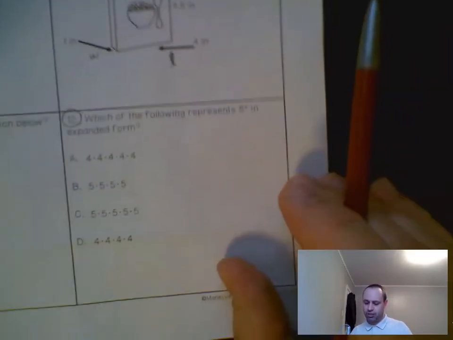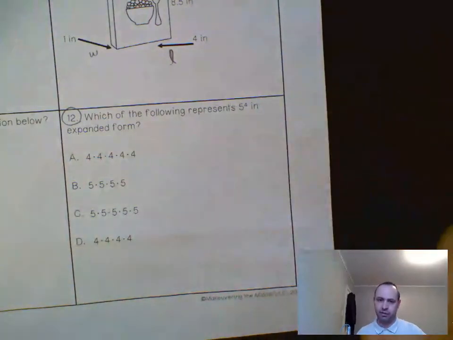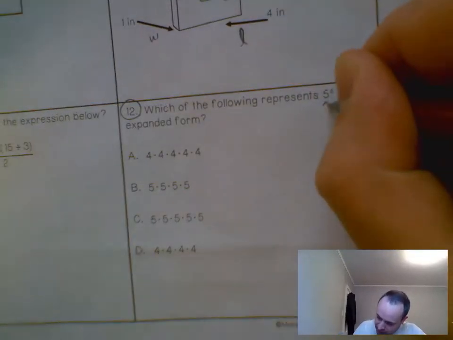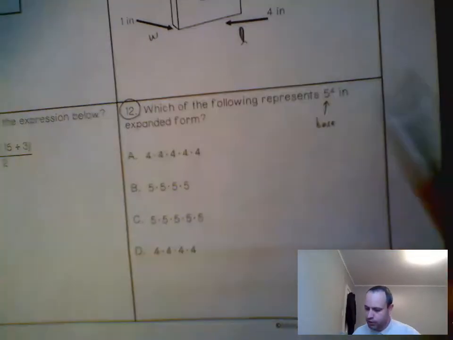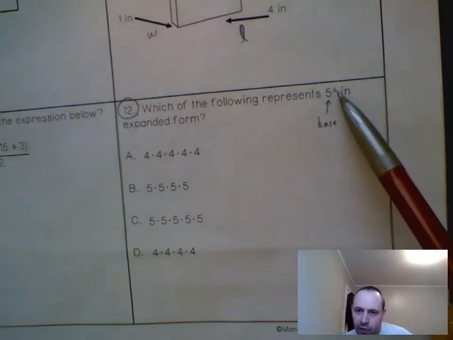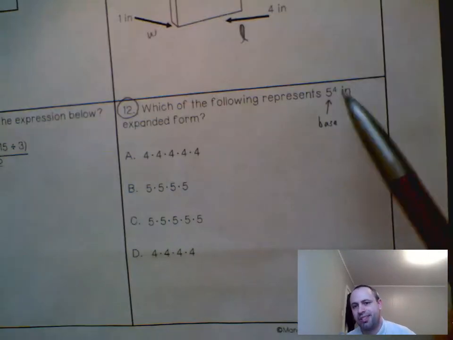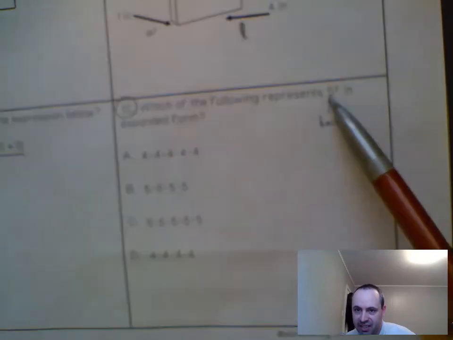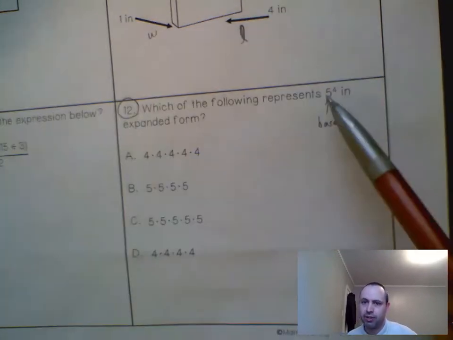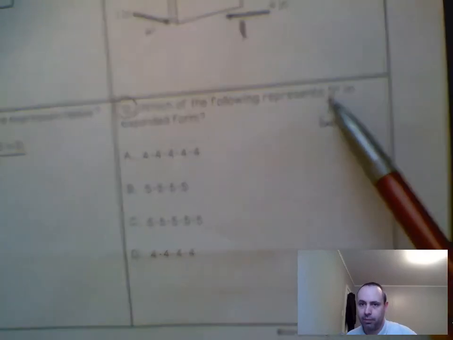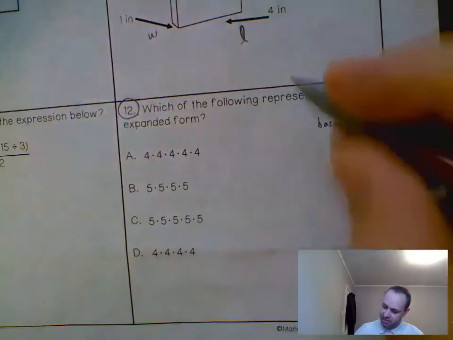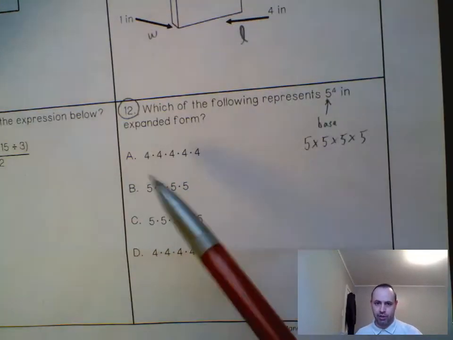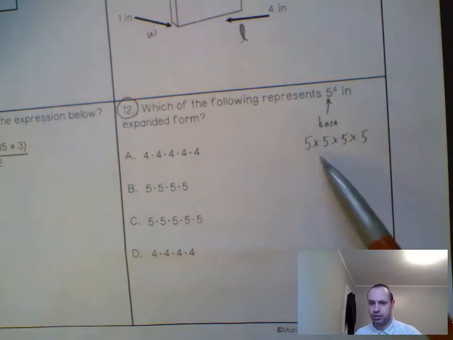And then finally here it says, which of the following represents 5 to the 4th in expanded form? All right, they call this one here the base. I've been saying today that you have to take 4 of these things, to be more specific, the bases, and multiply them together. So 5 to the 4th means 4 of these things. It means 5 times 5 times 5 times 5. So your answer for that one is going to be B. Okay, and you can show your work through doing this.